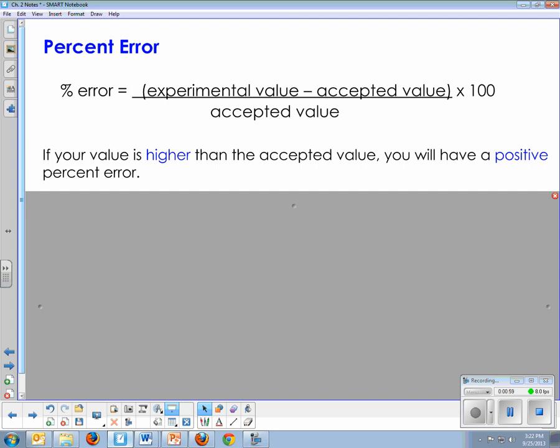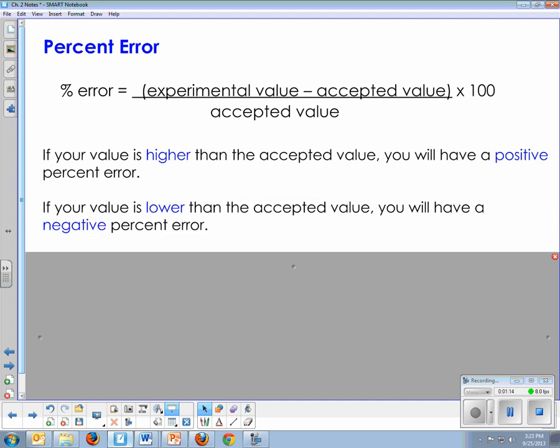You will sometimes get an answer that is positive. So if your value is higher than the accepted value, so if your experimental answer is larger than the accepted, you're going to have a positive percent error. Sometimes, though, you'll have a negative percent error. This is going to be when your value is lower than the accepted value. So negative versus positive, it's just telling you if your answer is higher or lower.